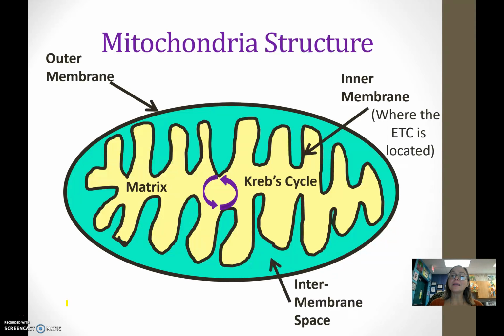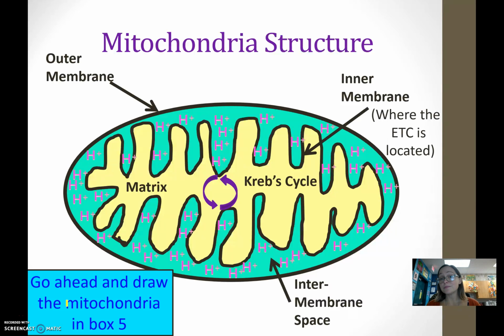occurs. And because the inner membrane is where the electron transport chain is, we know from photosynthesis that electron transport chains pump hydrogen. So the hydrogens pumped in the ETC will accumulate in that intermembrane space. If you're doing your boxes at home, you can draw some box 5.